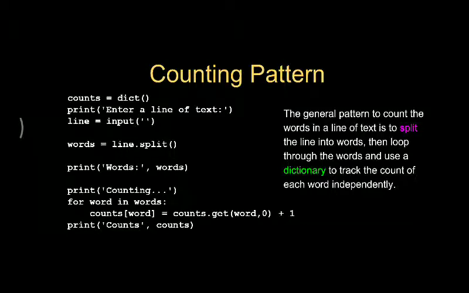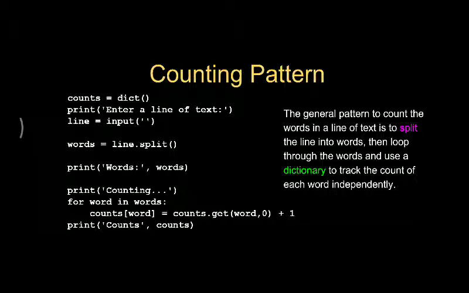Print, enter a line of text. With the help of input function, we'll enter text here. Then the very next statement is words = line.split(). We have to split that entire line in the form of words, that will be converted into a list. Then we'll print that list here in the form of words. Print words comma words, that words is nothing but the list.